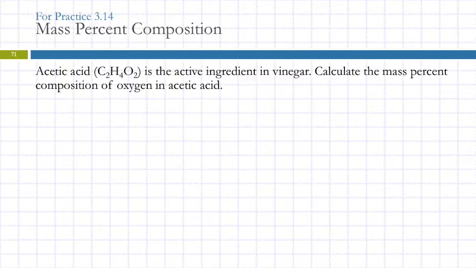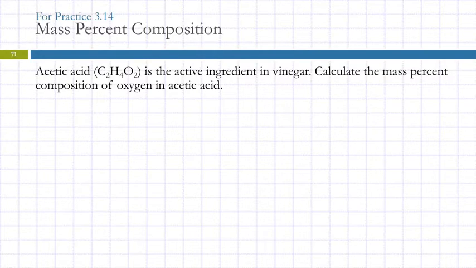Okay, acetic acid is the active ingredient in vinegar. That's what gives it its acidic properties and its distinctive smell. Calculate the mass percent composition of oxygen in acetic acid. So we're asked to calculate mass percent. They didn't give us any numbers at all. We don't need any numbers. We can calculate a mass percent from the chemical formula. So this is a problem where we're going to use an equation.